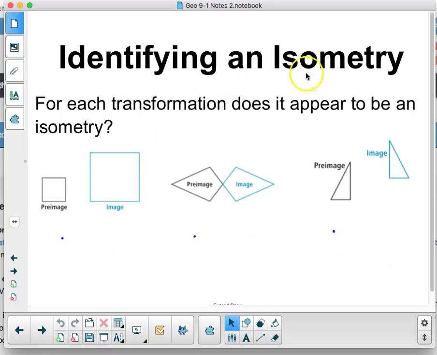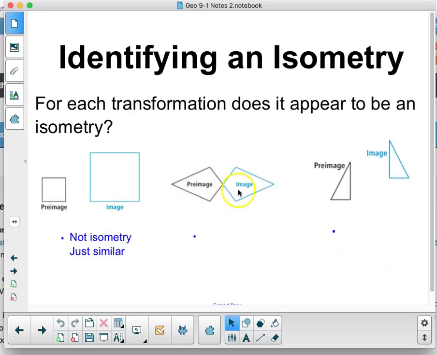Now, identifying an isometry. For each transformation, does it appear to be an isometry? Remember, an isometric transformation is a rigid transformation where the size of the image doesn't change. The pre-image and image are identical. In this first one, the pre-image and image are different sizes, so it's not an isometry, they're just similar.